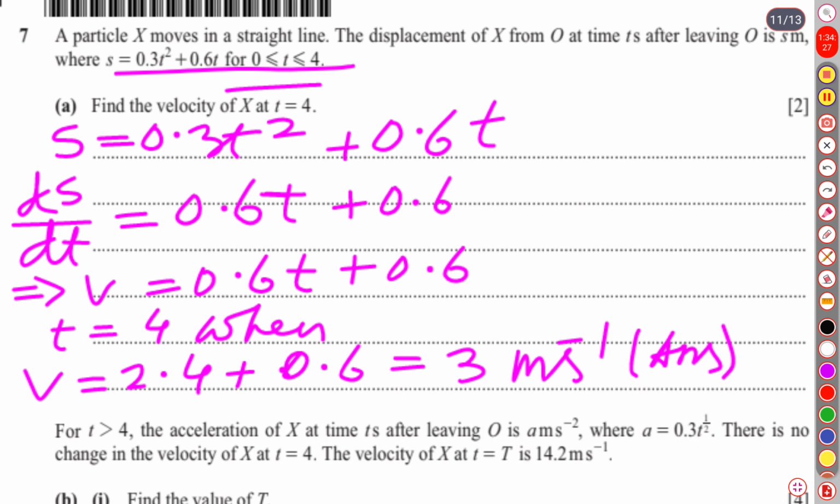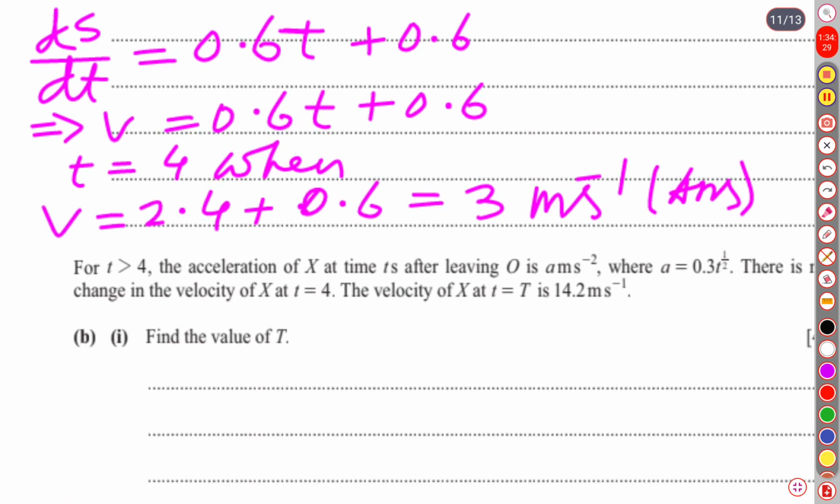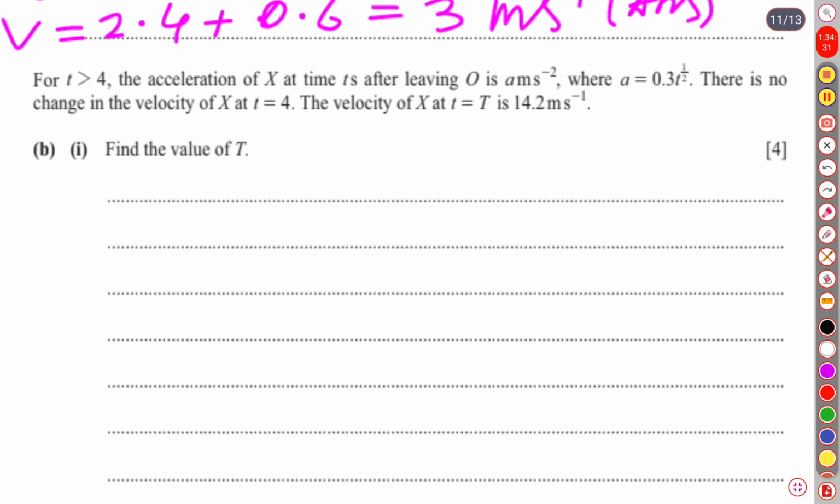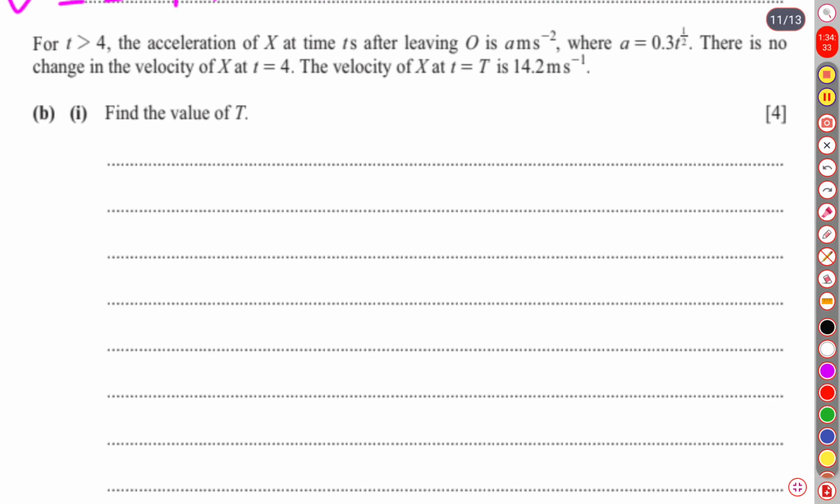question says, for the second phase of this motion, for t greater than 4, the acceleration of x at time t seconds after leaving O is a m/s², where a is 0.3t^(1/2). There is no change in the velocity of x at t equal to 4. The velocity of x at t equal to T is 14.2 meters per second. Find the value of T.